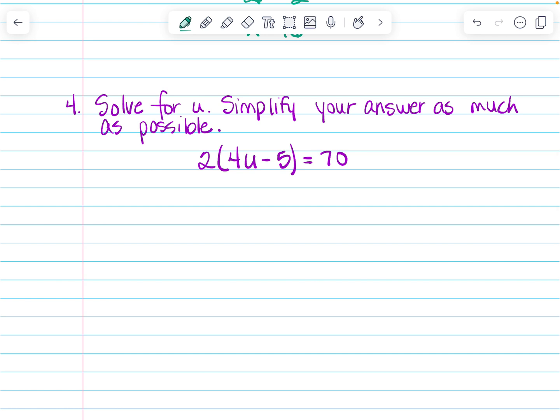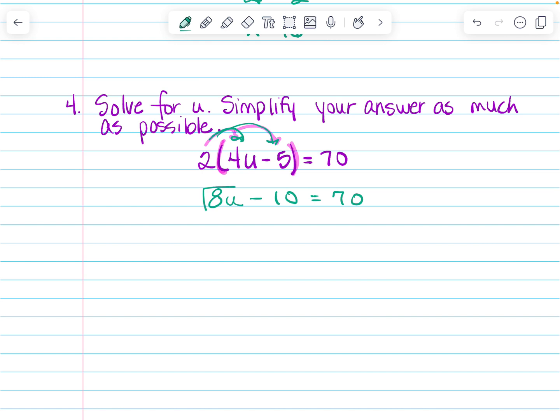Now we're going to solve for u and simplify our answer as much as possible, and this is our first occurrence of some parentheses. So when you see parentheses, that tells us that we need to distribute. And when we distribute, we are using multiplication. So 2 times 4u is 8u. 2 times 5 is 10, and we are subtracting 10 equals 70.